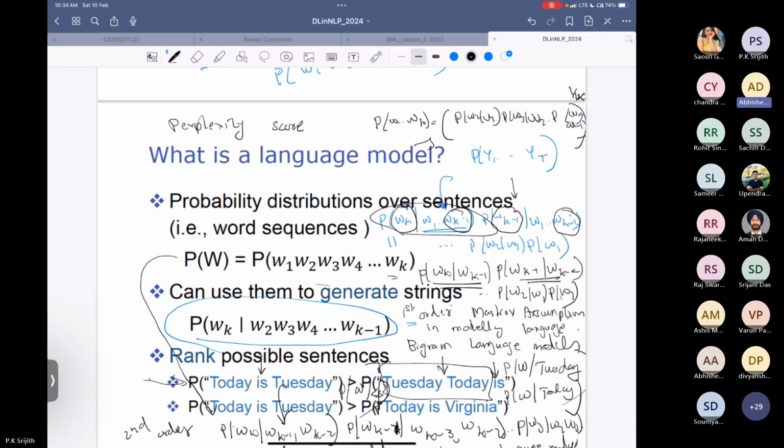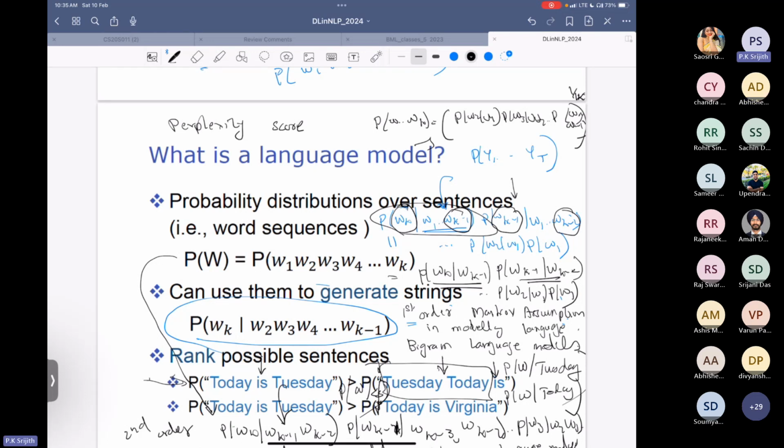Sir, another question: when we generate the next word conditioned on the previous two words, we are not taking into consideration the order of the previous two words, right? So the probability of generating Tuesday, we are just multiplying these two probabilities. So whether it appears as "today is" or "is today", it will be the same probability, right?